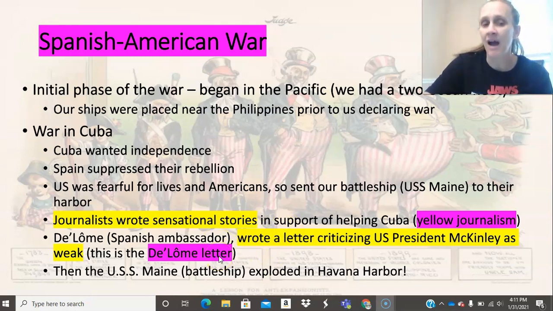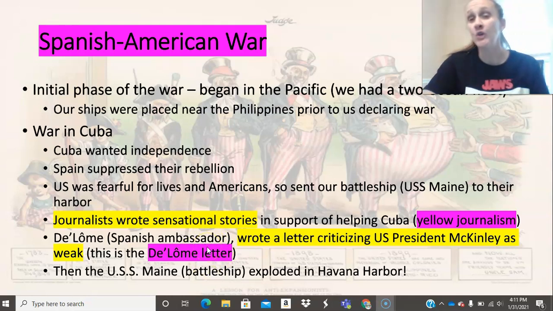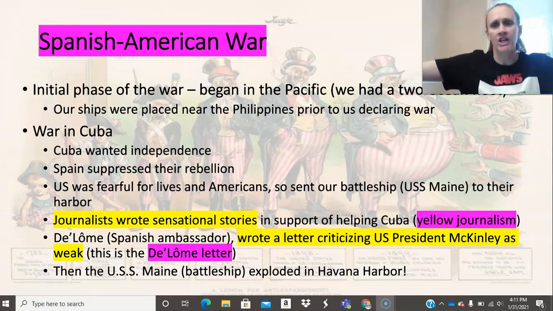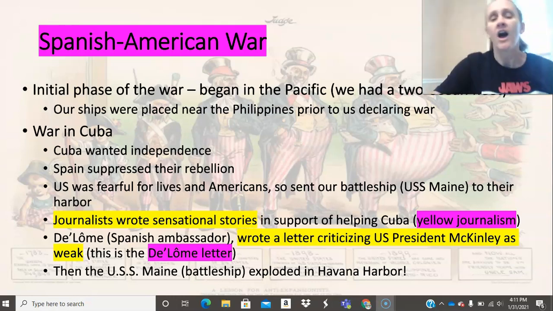After this letter came out, and I'm afraid my notes might be a little out of order, the news sources got a hold of it. And then the USS Maine was destroyed in Havana's harbor. It exploded. So journalists in the United States wrote these sensational stories, exaggerating everything that had happened, and wrote it so that it would convince the American people to support the Cubans in the rebellion against Spain and the fight for their independence.